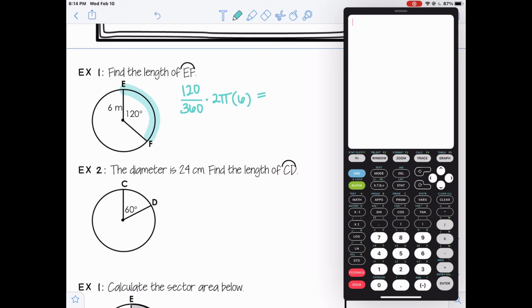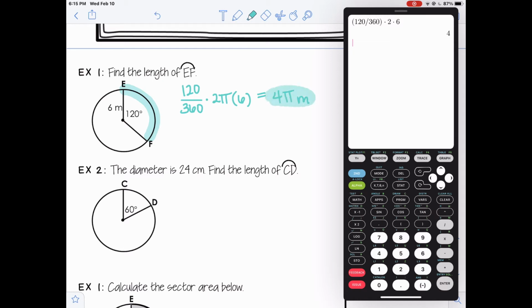In the calculator, we're going to type everything except for the pi. So I'm first typing my fraction in, 120 divided by 360 times 2 times 6. So I skipped typing in the pi, and then I get 4. So my answer is going to include the pi. I just didn't type it in the calculator. Our final answer in exact form would be 4 pi meters for my arc length here.